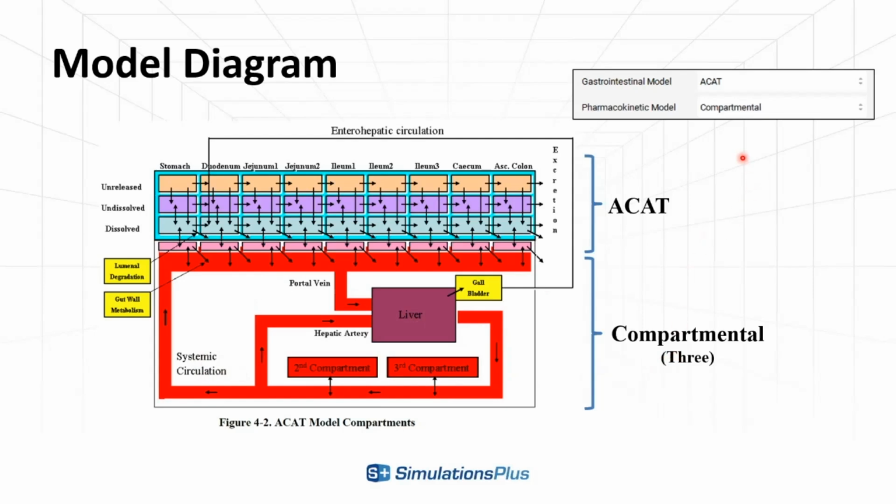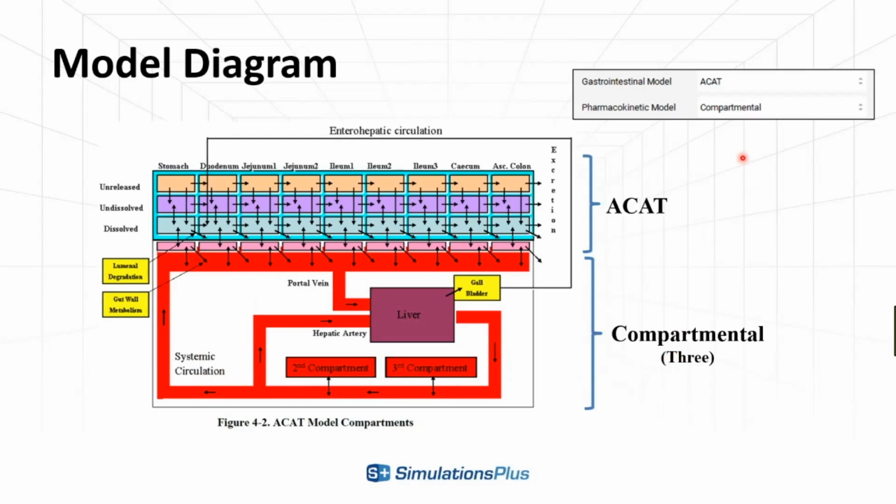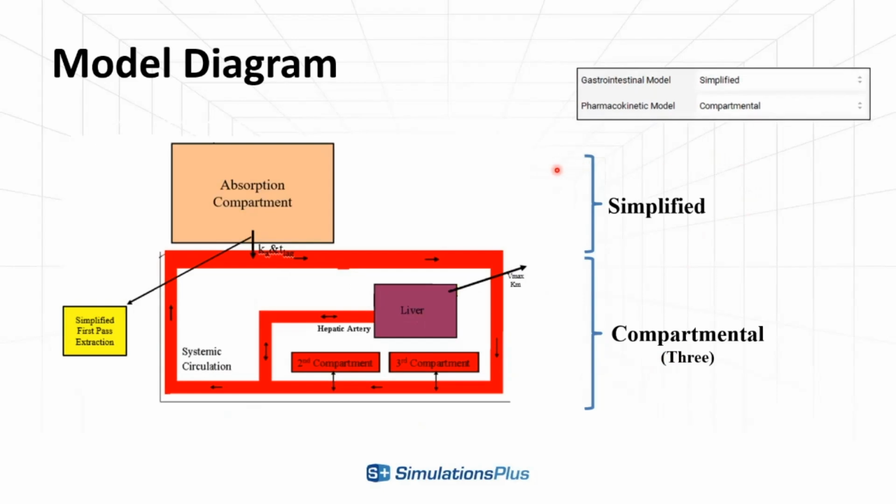If we change the gastrointestinal model from ACAT to simplified, the ACAT model will be replaced by one absorption compartment. The flux from this compartment to the systemic circulation is determined by the absorption rate constant and time lag. The portion of the drug reaching systemic circulation can be limited by fixed simplified first-pass extraction, which removes a defined percentage of the drug, similar to other fixed FPE settings in GastroPlus. Also, enterohepatic circulation, or EHC, is disabled for the simplified absorption models.